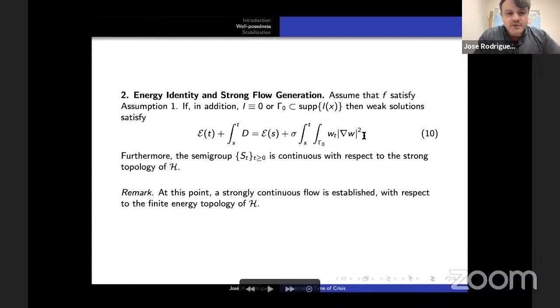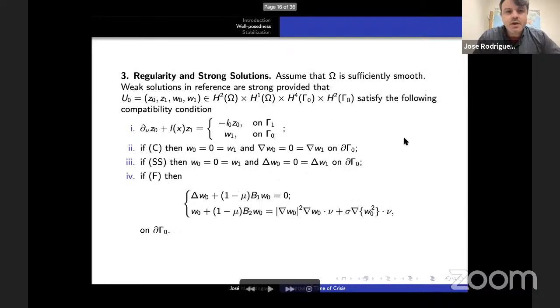As I mentioned, at this point, once we recover the energy identity, we obtain a flow which is continuous with respect to the strong topology of H. Also, you can obtain strong solutions by considering stronger initial data, satisfying the following compatibility conditions depending on your choices of boundary conditions.